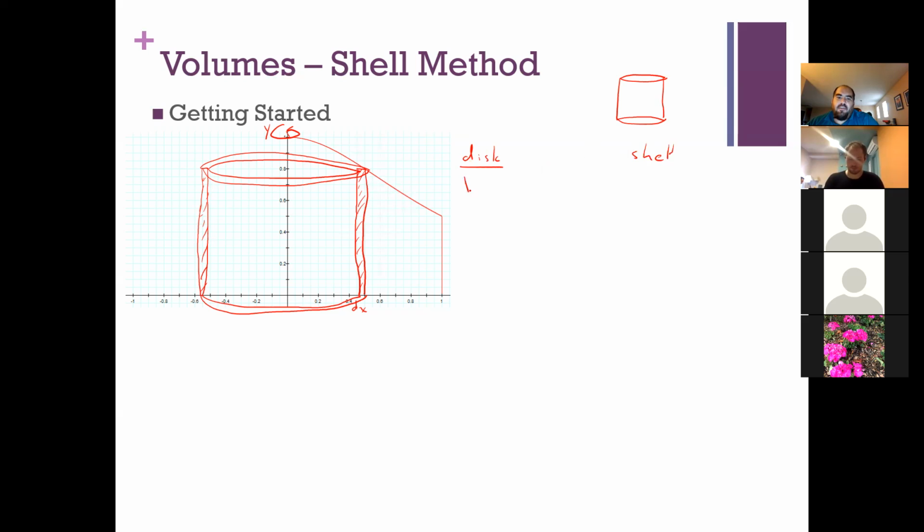In the disk method, our volume looked like this. The volume was equal to the integral from a to b of pi radius squared times height, correct? So let's just do this in terms of x. If we can express our radius as a function of x, this pi r squared is our integrand.